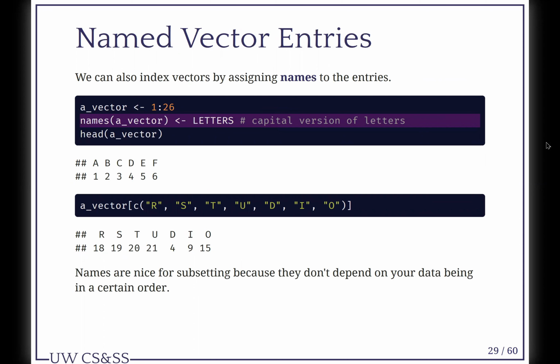We can also index vectors by assigning names to the entries. So let's say we make a vector with the numbers 1 to 26.